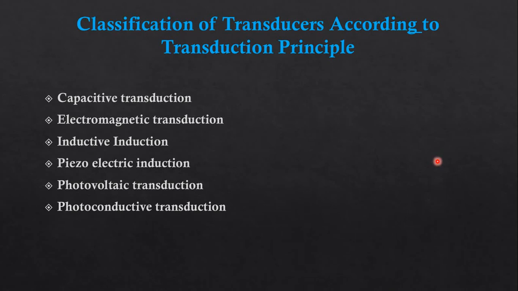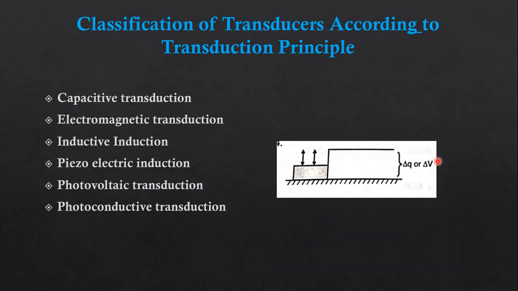Then after that, piezoelectric transduction. In piezoelectric transduction, the measurand is converted into a change in electrostatic charge, that is delta Q, or we can say delta V, which is generated by the crystal when mechanical stress is applied on the transducer. Now, if we give a tensile force or compressive force, depending upon that, a change in delta Q or delta V is going to be observed, right? So this is called piezoelectric transduction.